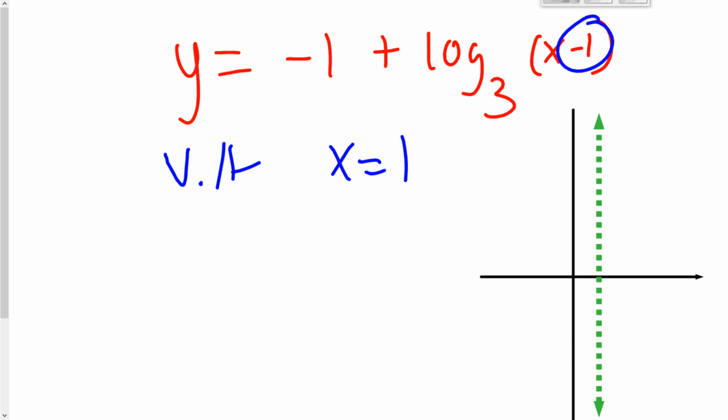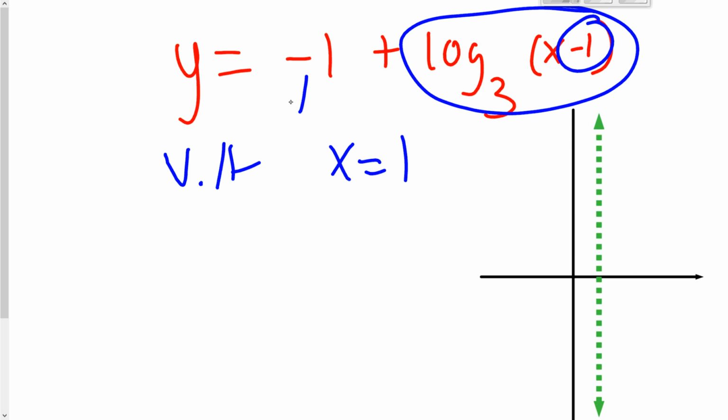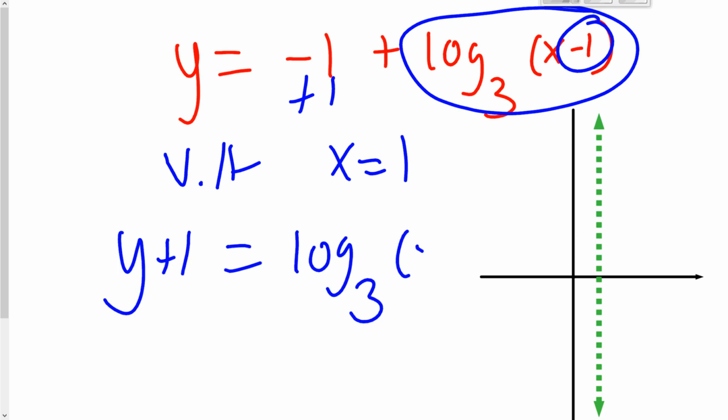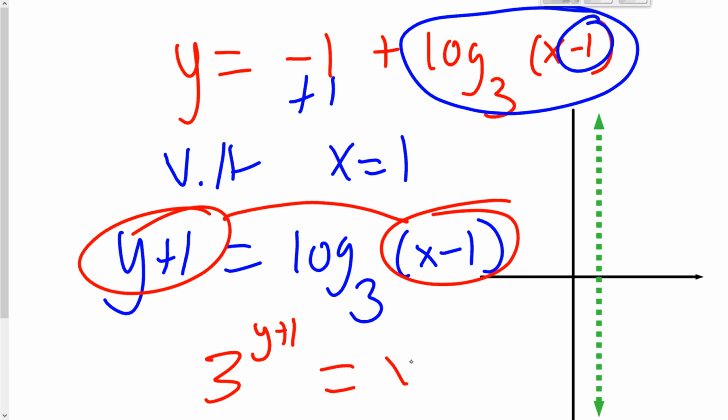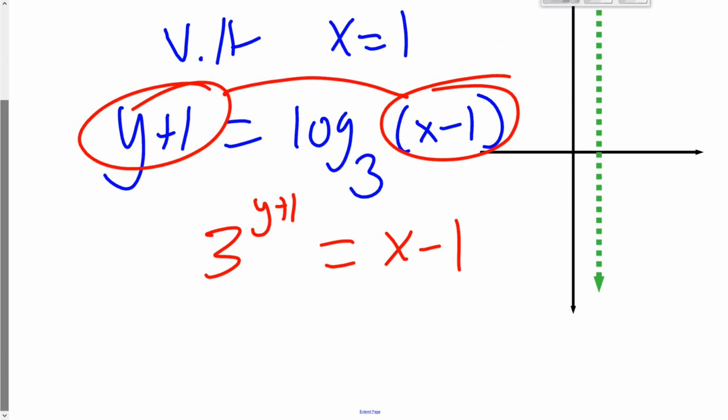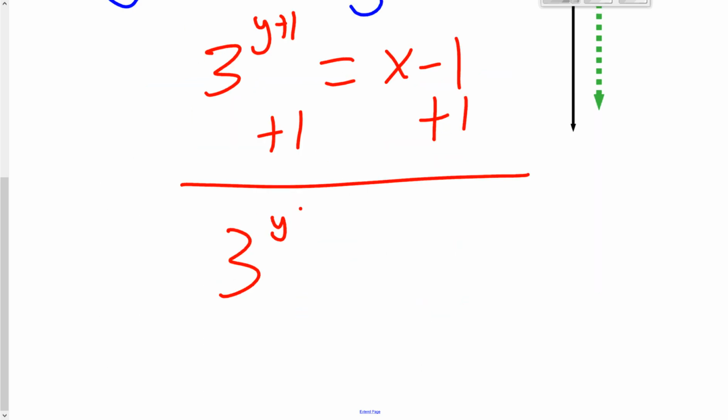So first thing, in order to switch it to an exponential, we first have to get this log by itself, right? So I'm going to add 1 to both sides, so that's y plus 1 equals the log base 3 of the quantity x minus 1. And now I can switch this to an exponential, so my base stays the same. My x's and y's switch places, right? So these whole things are going to switch places. So now 3 to the y plus 1 equals x minus 1. Now I can solve this for x, add 1 to both sides. So I have 3 to the y plus 1, then plus 1 equals x.